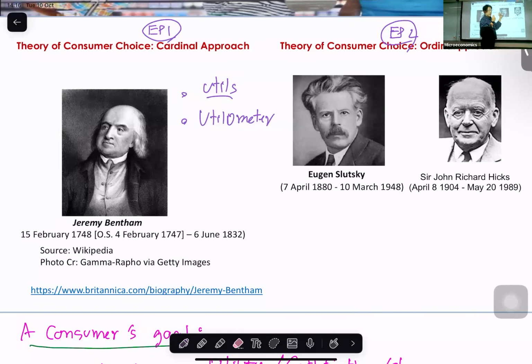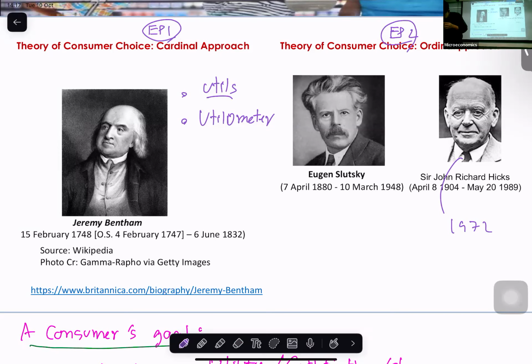One is a Russian guy, Slutsky. The other one is John Hicks, a British economist. A bit of history here. Hicks received the Nobel Prize in 1972 for his contribution to this consumer theory.